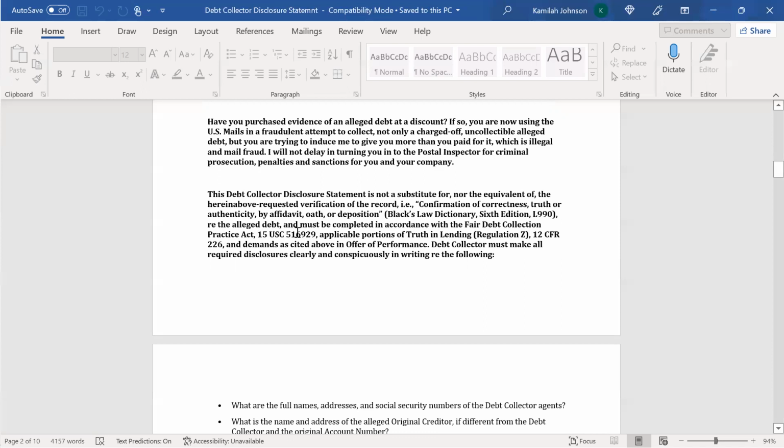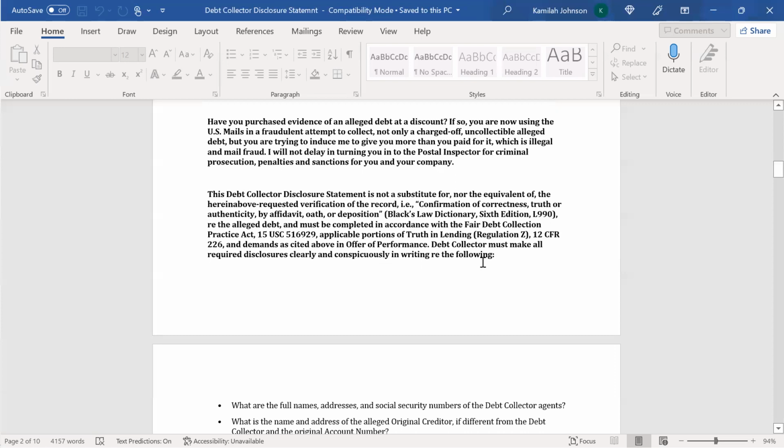Reference the alleged debt that, okay, wait a minute, and must be completed in accordance with the Fair Debt Collection Practices. Applicable portions of the Truth in Lending Regulation Z, 12 CFR 22.6, and demands cited above in offer of performance.